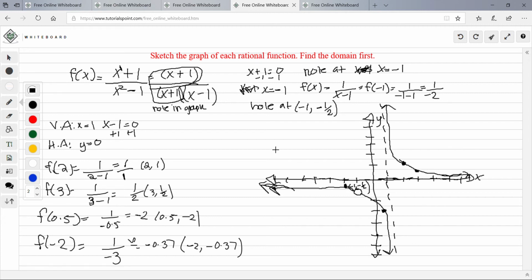So what do you think our domain is going to be? Our domain is going to be all real numbers except when x equals 1, because that's our vertical asymptote, so it can never be 1.